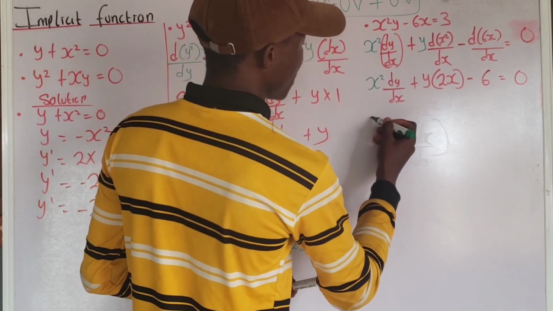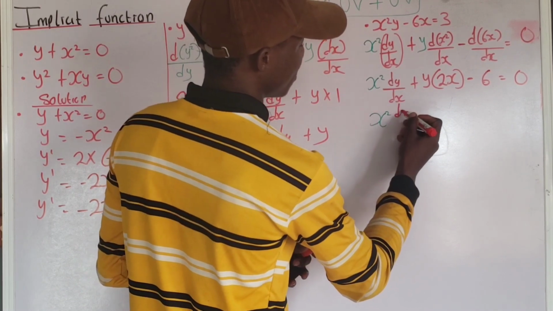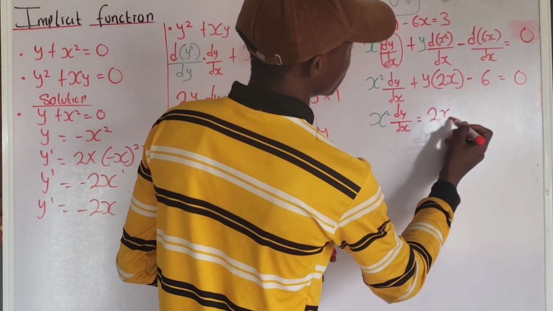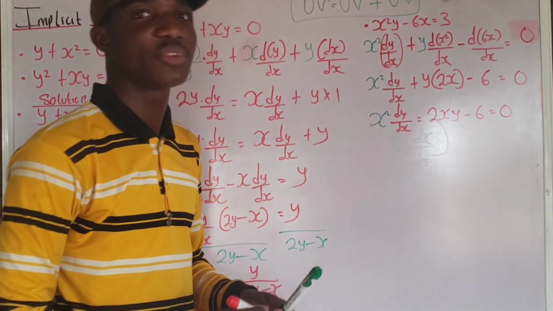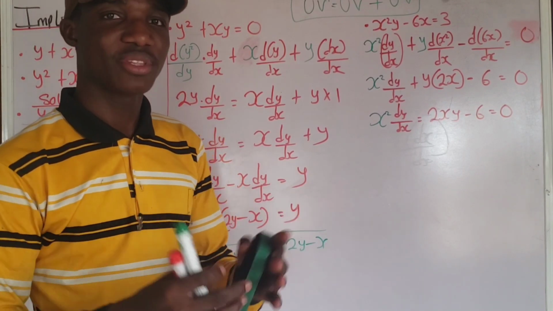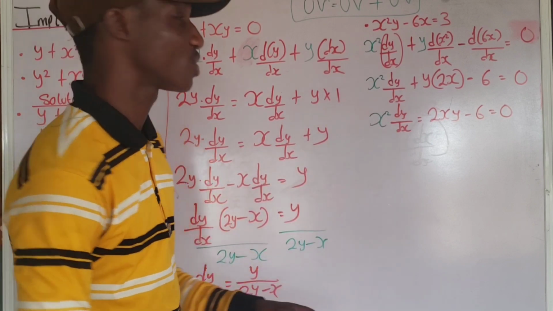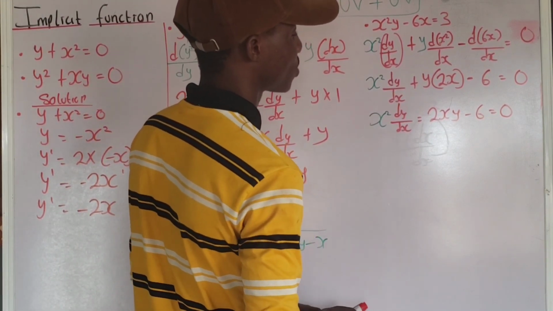Here I'm going to have x squared dy all over dx is equals to 2xy minus 6 equals to 0. Now, the goal of the question is to determine dy dx, you understand? Is to determine the derivative of y with respect to x. So, I'm going to make dy dx the subject of the relation.